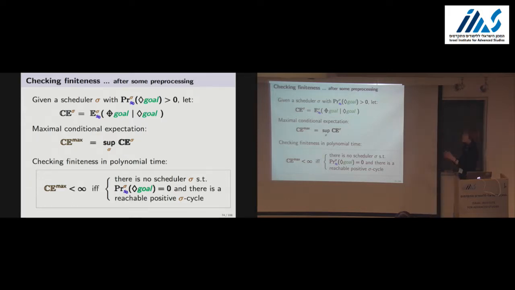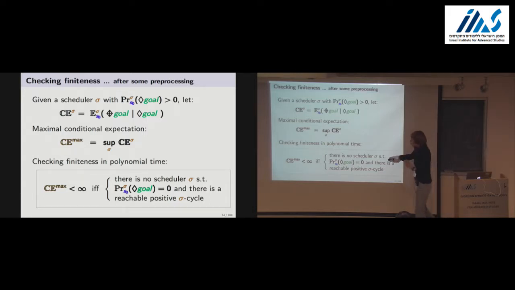Well, if this pre-processing has been done, then checking the finiteness of these maximal conditional expectations is easy. Namely, we can rely on this criterion here. The maximal conditional expectation is finite if and only if there is no scheduler such that the probability to reach the goal is 0, and under this scheduler you have some positive cycle. By positive cycle I just mean you accumulate the weight along that cycle, and if this value is positive, then that's what I mean here by positive cycle.